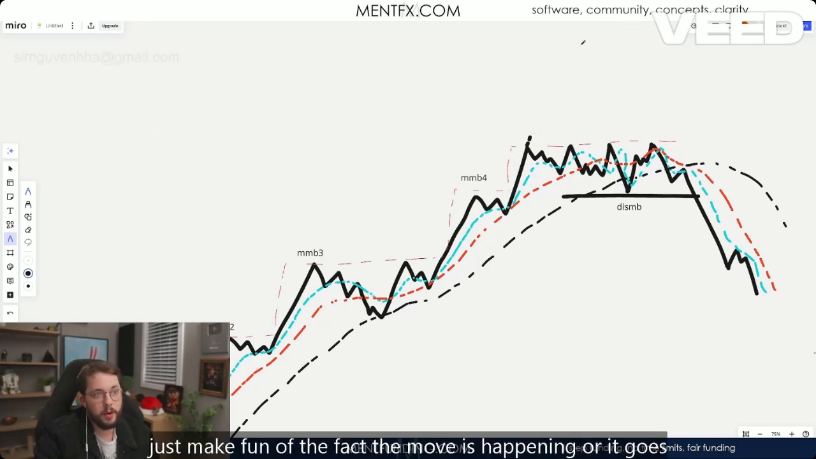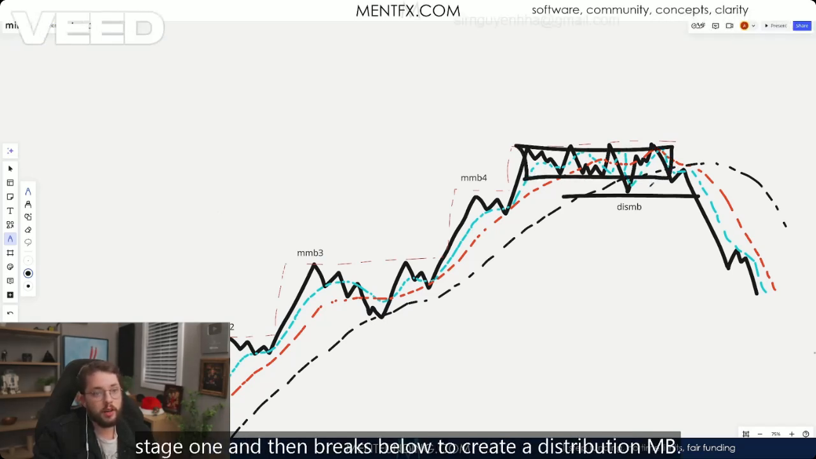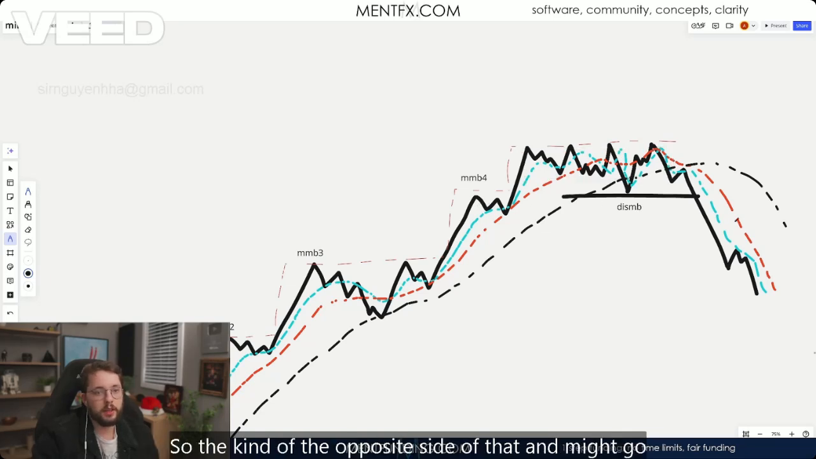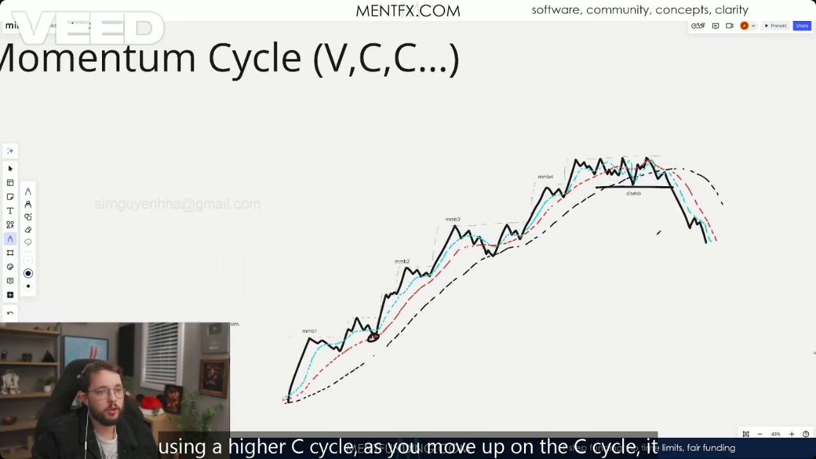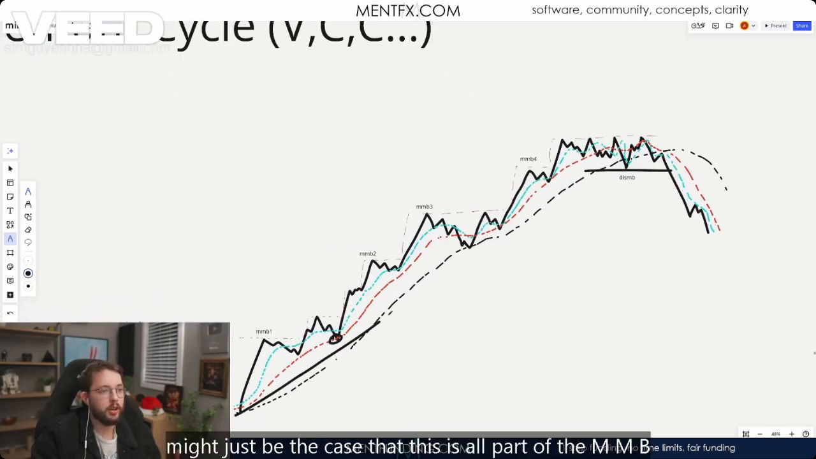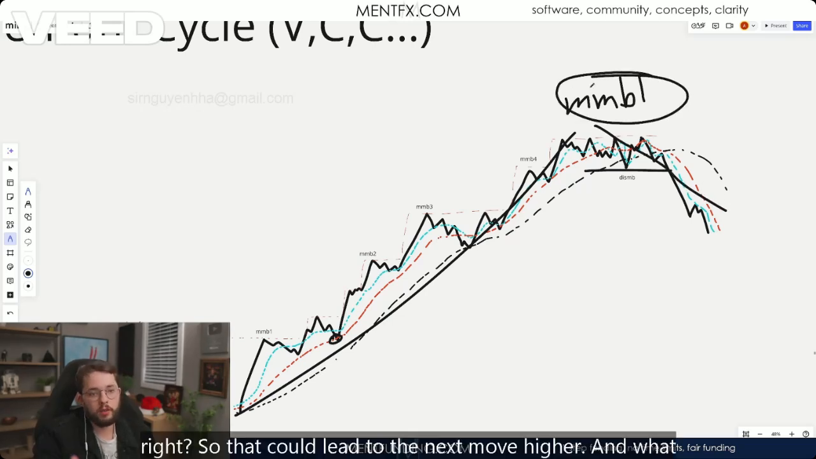You just make money on the fact the move is happening, or it usually goes after that MMB4 move into more of a back and forth, not very clear, builds maybe even a stage 1, and then breaks below to create a distribution MB. So kind of the opposite side of that, and might go through that cycle on the downside. But again, if you're using a higher C cycle, as you move up on the C cycle, it might just be the case that this is all part of the MMB1 of that C cycle, and that pullback is the MMB1, right? So that could lead to the next move higher.